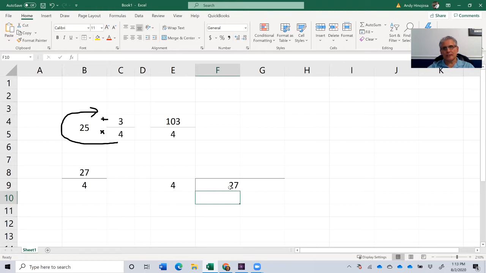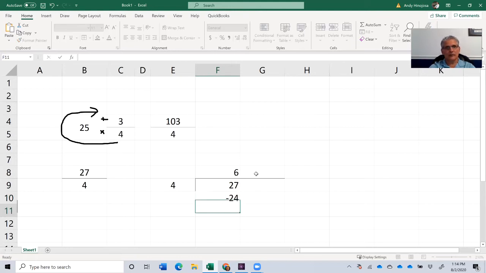4 goes into 27 6 times. 6 times 4 is 24. We're going to take the 27 and minus the 24, and that's going to leave us with 3.